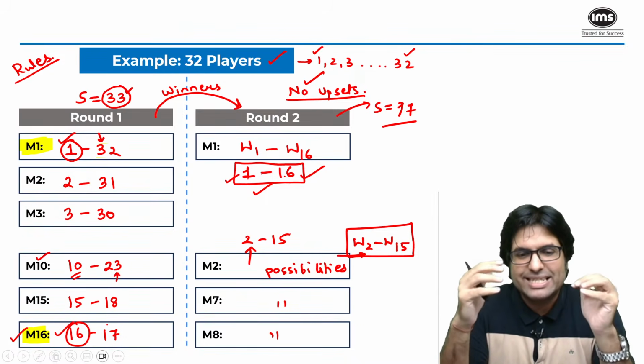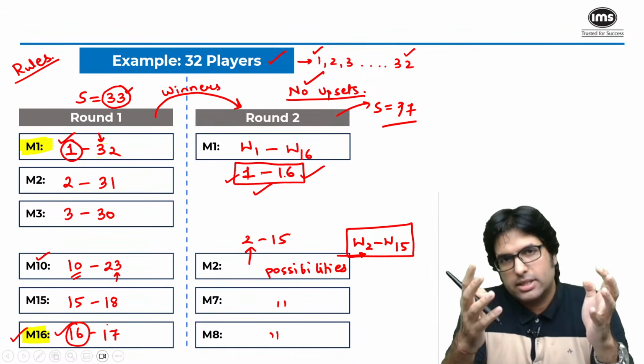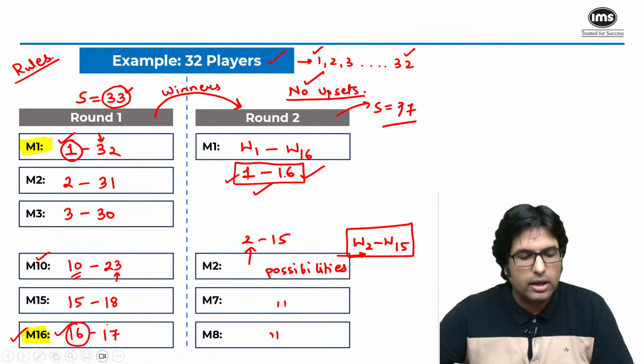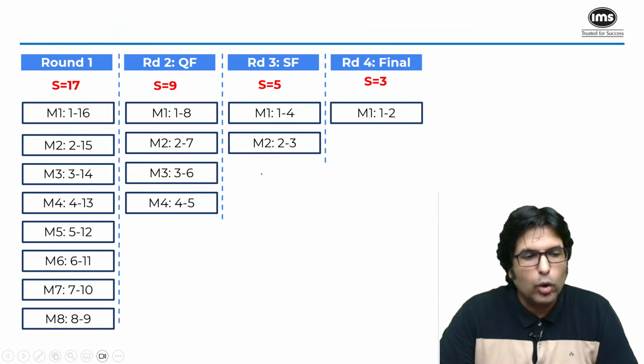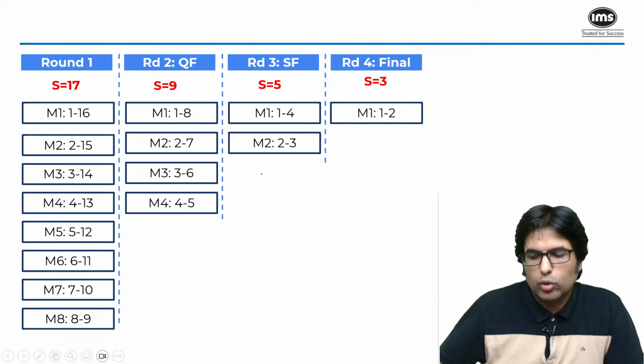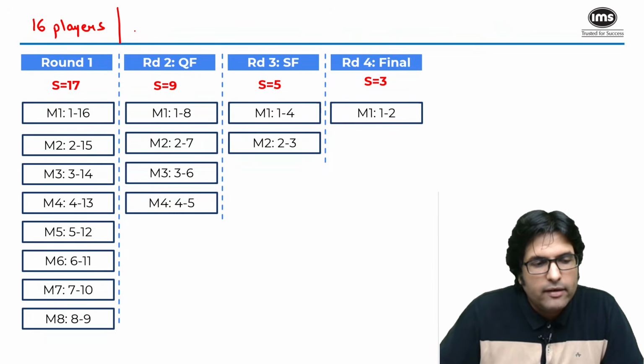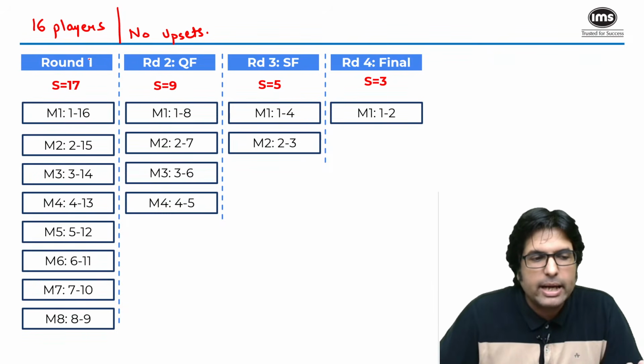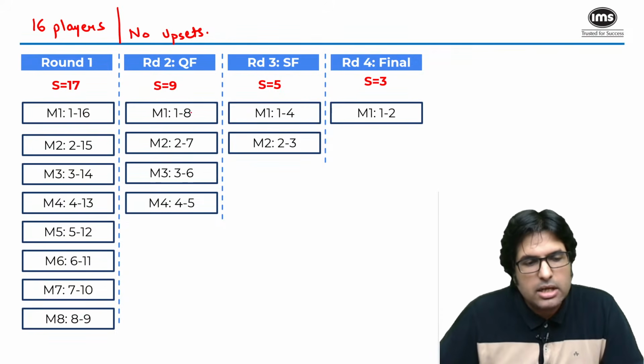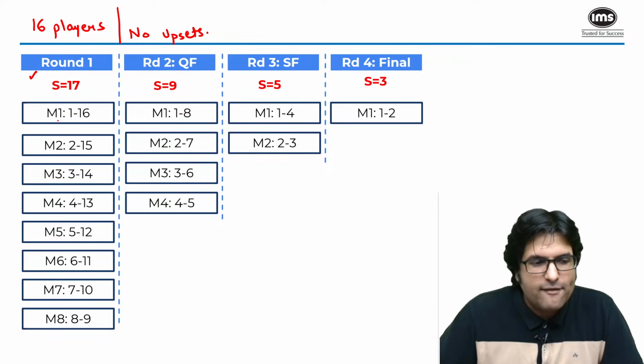So what I'm going to do next is just give you a picture with no upsets. Assuming there are no upsets, how would the typical tournament look? If we look at this with a scenario of 16 players, what are the conditions that we have assumed? We have assumed 16 players, and we have understood that there are no upsets. So if there are 16 players and no upsets, this is how our schedule would typically look: round 1 would have match number 1 between 1 and 16, match number 2 between 2 and 15.